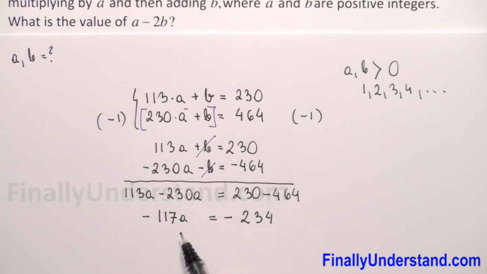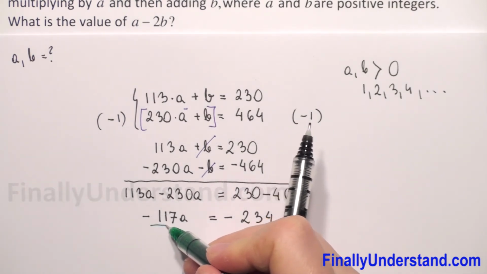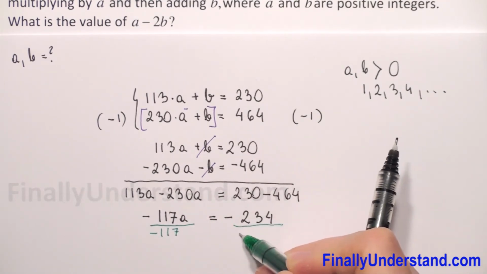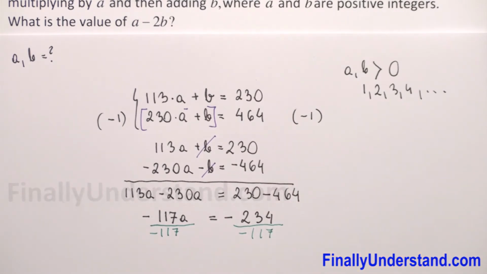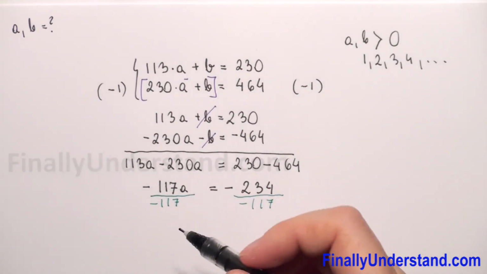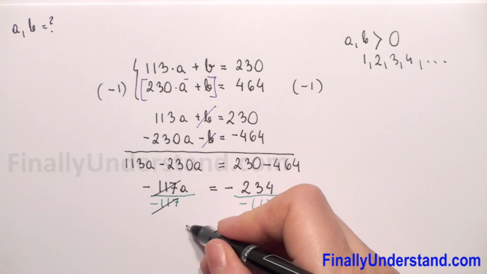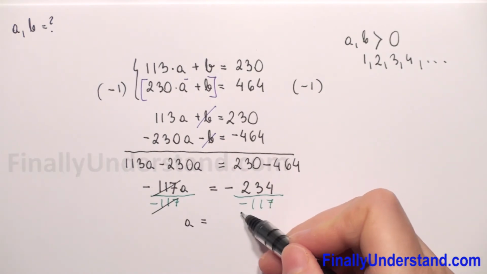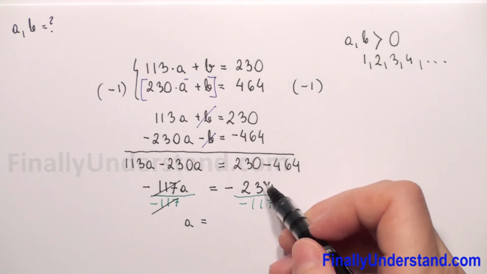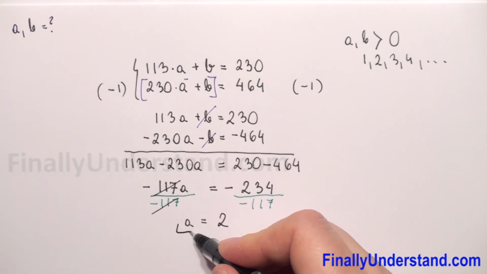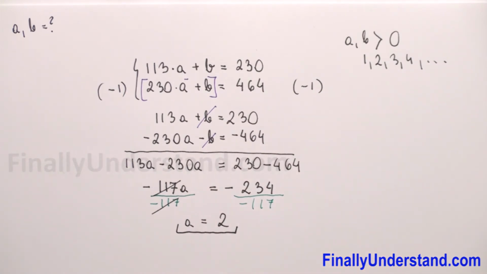And now we need to find a, and we have multiplication on the left side, so we will divide both sides by -117. And we see now that we can cancel 117. Negative and negative will cancel, and we have a is equal to negative over negative. So again, the negative sign will cancel, and 234 divided by 117 is 2. So we found variable a. Now we have to find b.